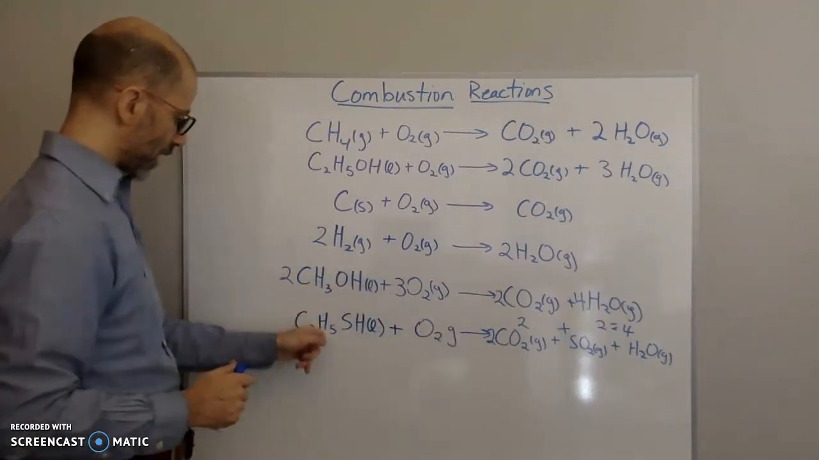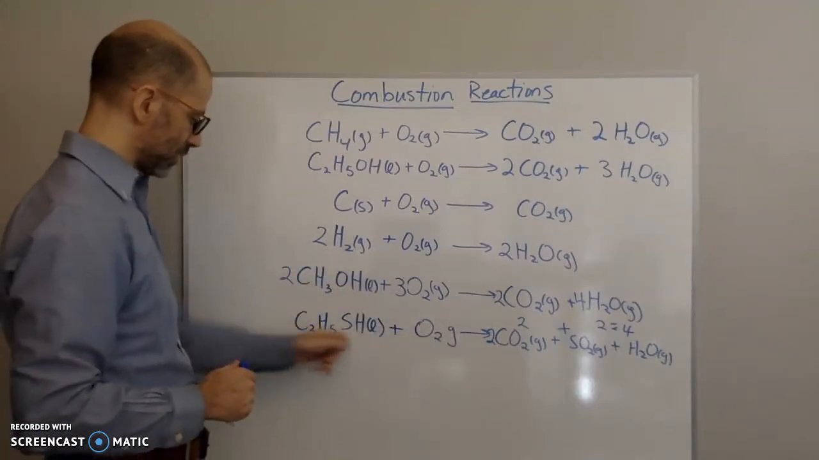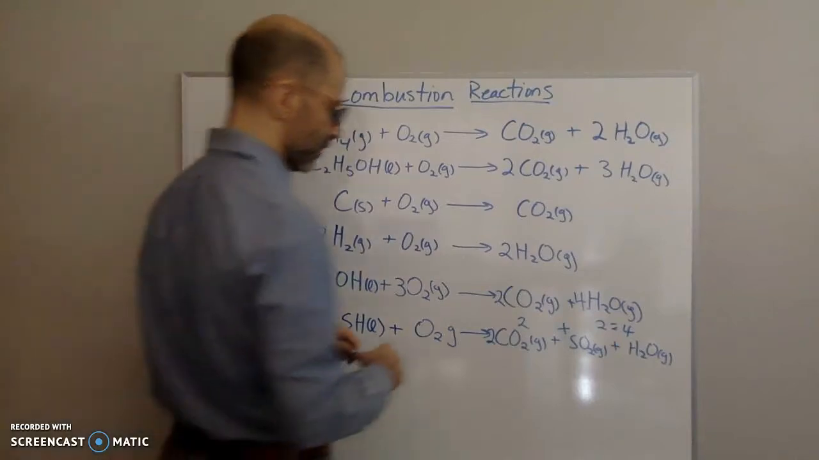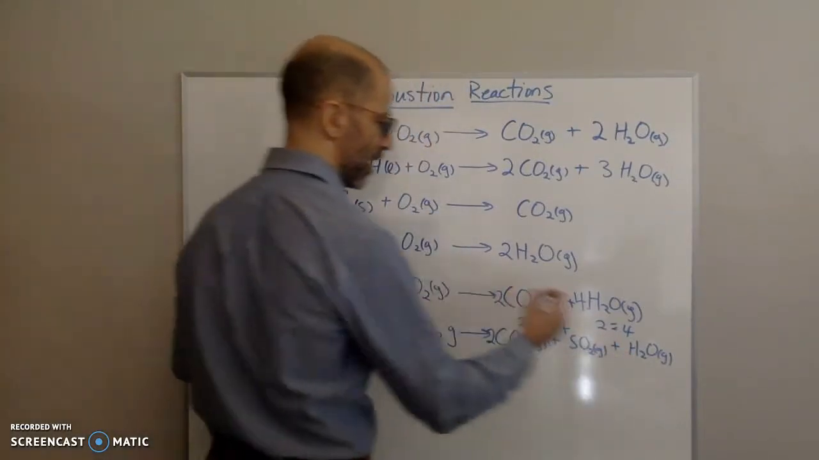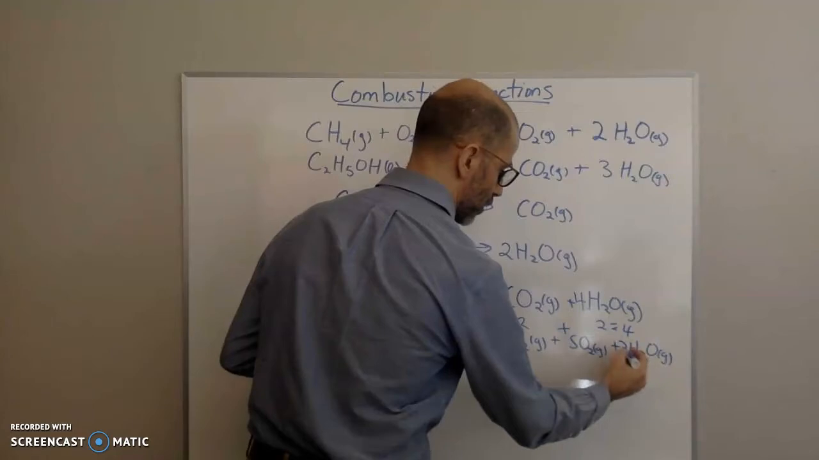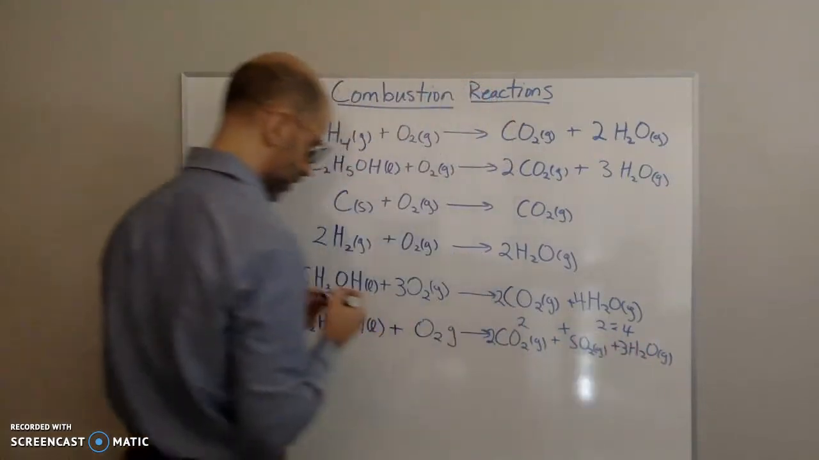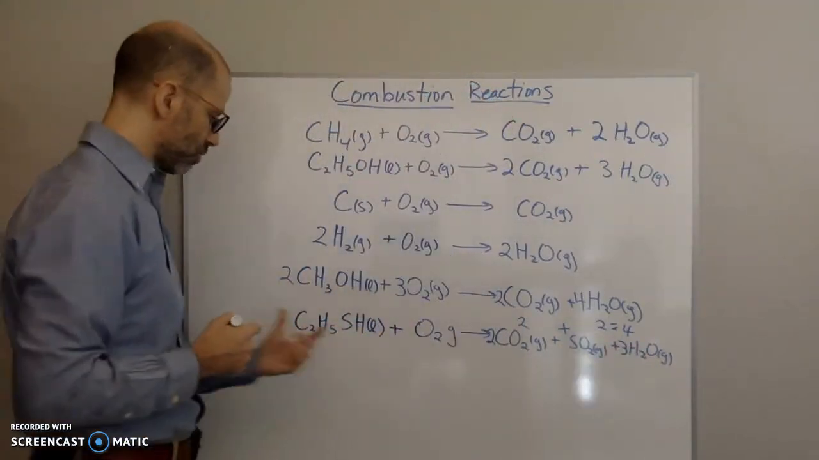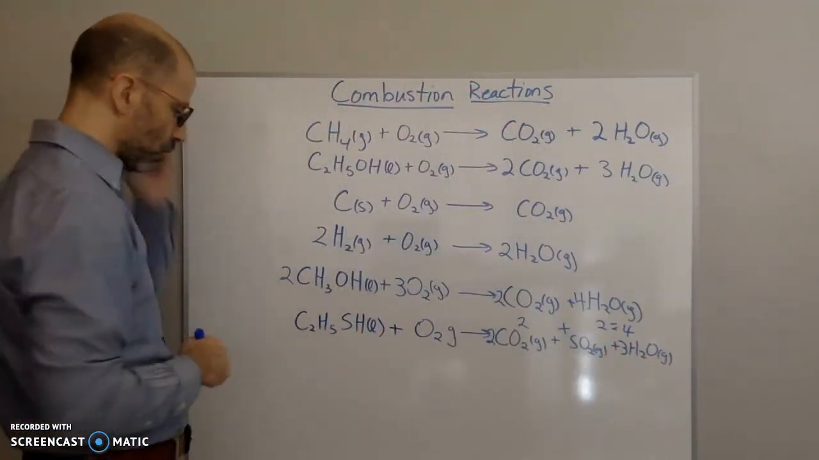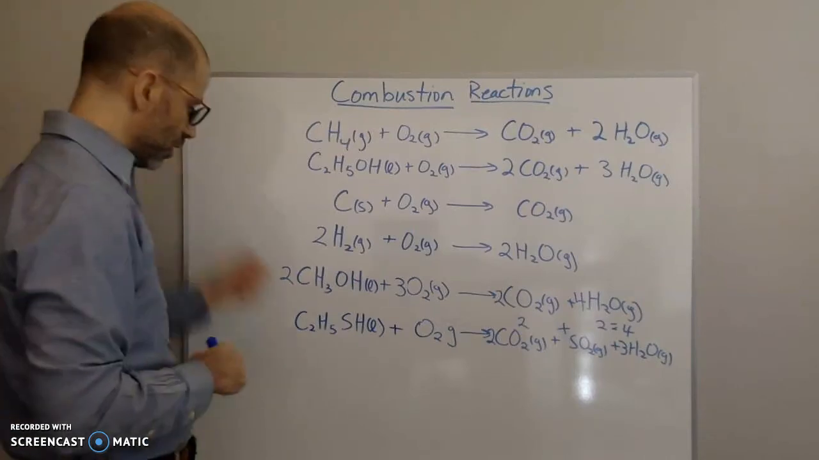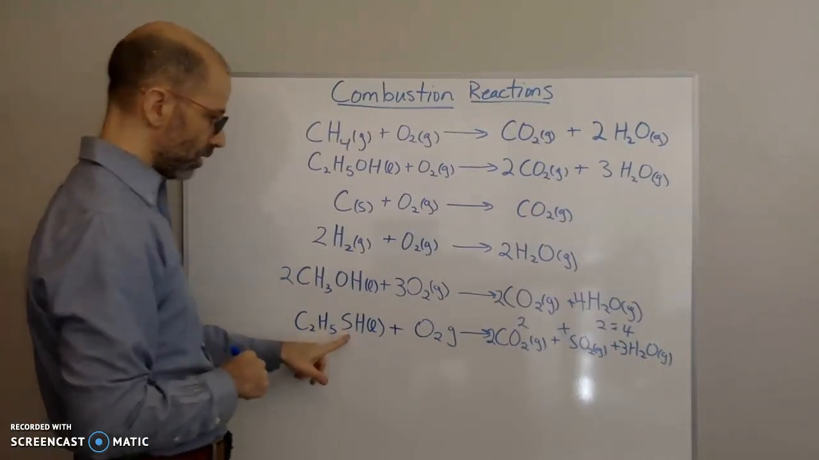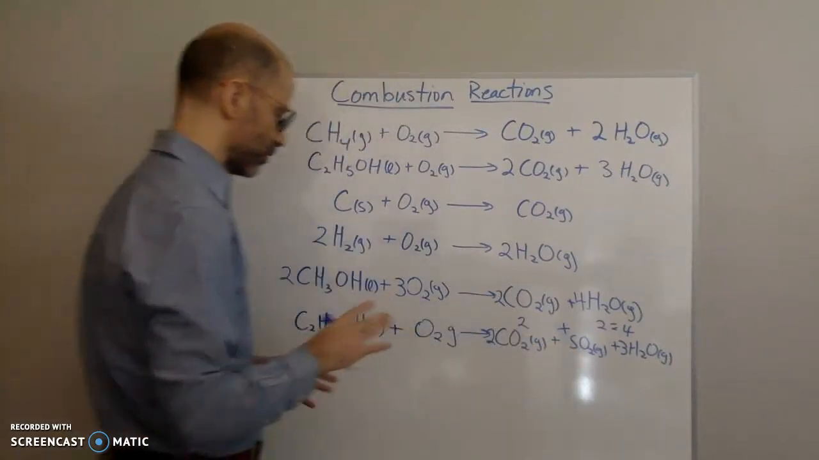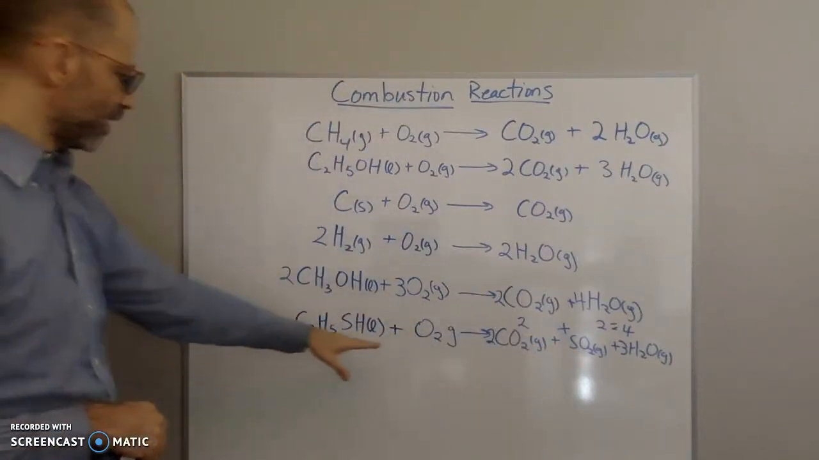So now for hydrogen, I have 6 hydrogen, and I have 2 hydrogen there. So if I put 3, so 3 times 2 is 6. So now my hydrogens are balanced. And what about sulfur? So sulfur, I have 1 sulfur and I have 1 sulfur. So that's already balanced. So everything is balanced except for the oxygen.